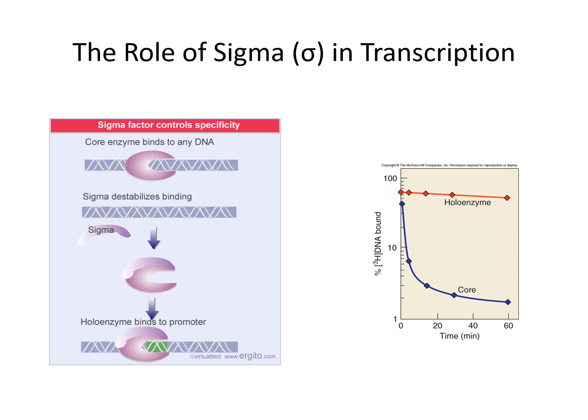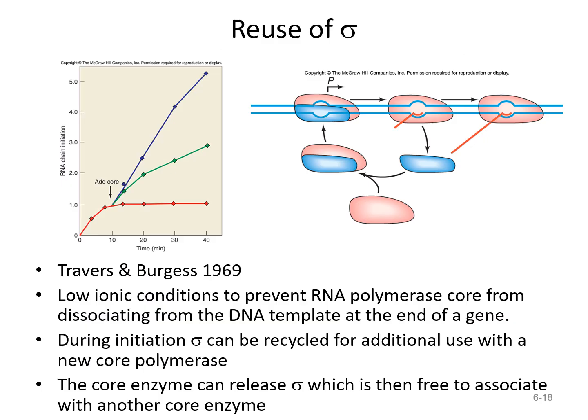but only in the presence of the sigma factor can it be directed to the promoter so that it can initiate transcription. And this is an example showing that the binding of the DNA to the holoenzyme is very stable, whereas with the core enzyme, over time, the binding is reduced. Also, the sigma factor has been confirmed to be reusable.